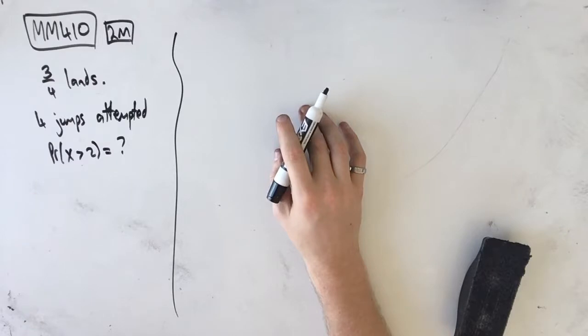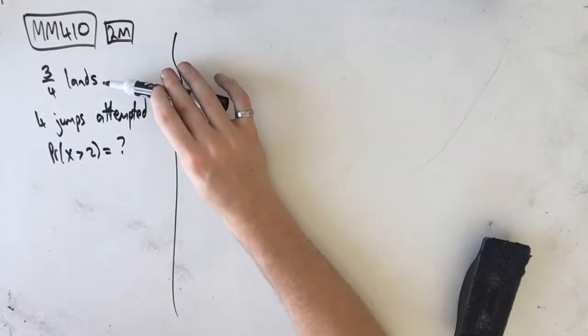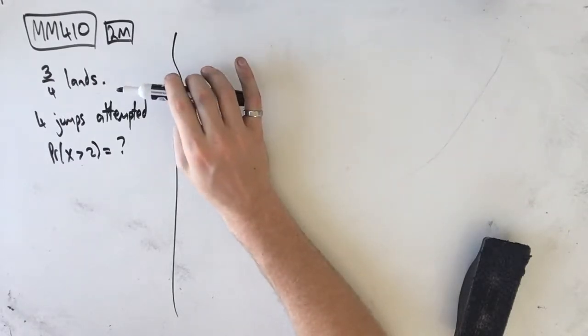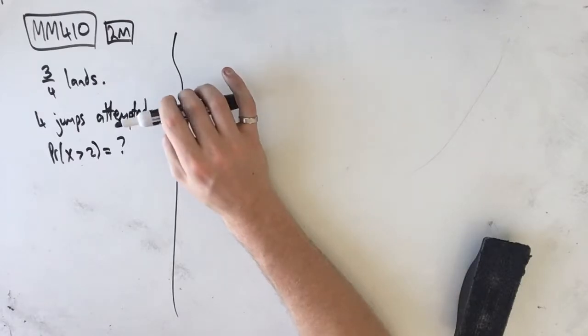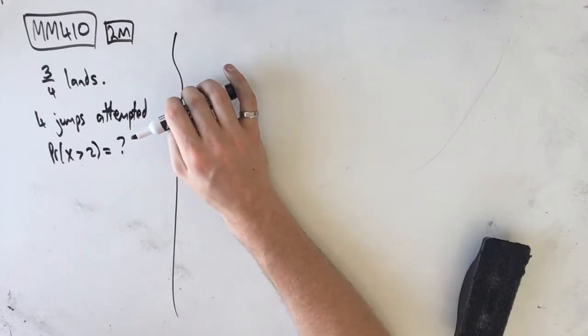So we've got this question that says a pro BMX rider can land 3/4 of his jumps on a particular track. If he attempts 4 jumps, what is the probability that he lands more than 2 of these jumps?